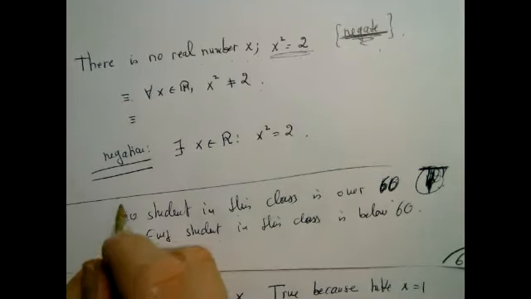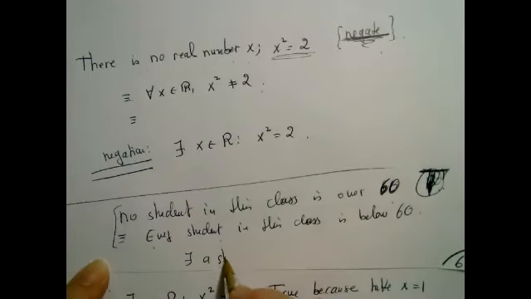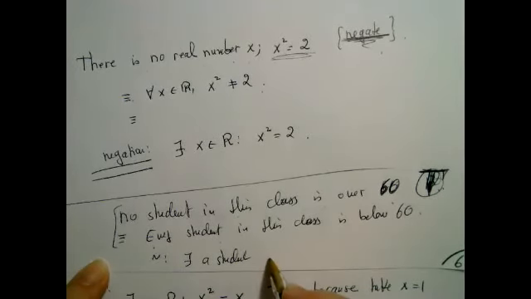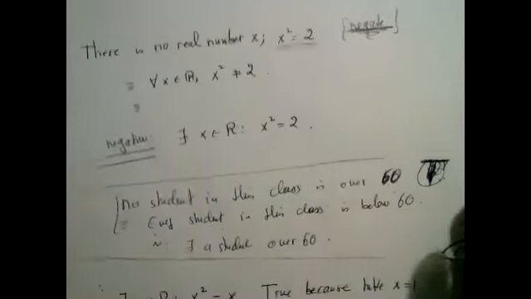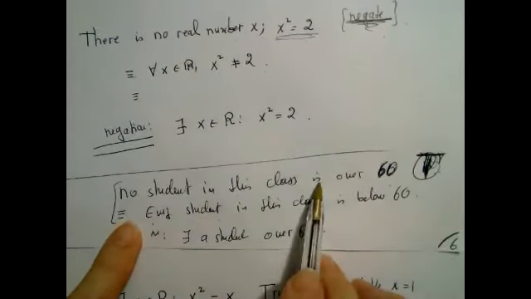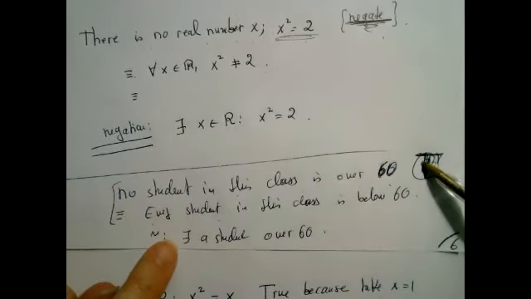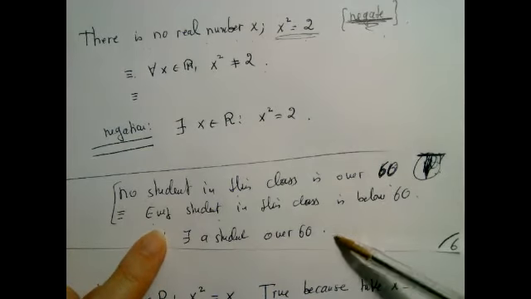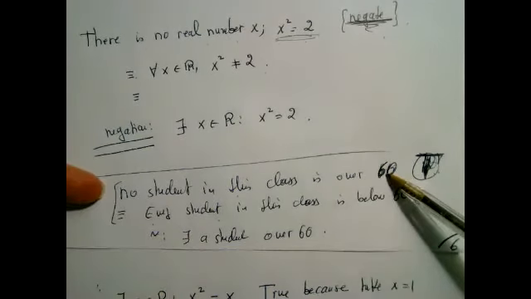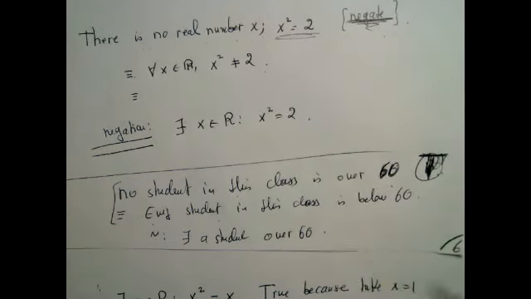So the negation: how can this be false? If there exists a student who is over 60. So the negation is there exists a student who is over 60. I repeat, no student in this class is over 60. That's a true statement because the only way it can be false is if there exists one who's over 60, which is not the case. So the negation of no student is over 60 is there exists a student over 60.